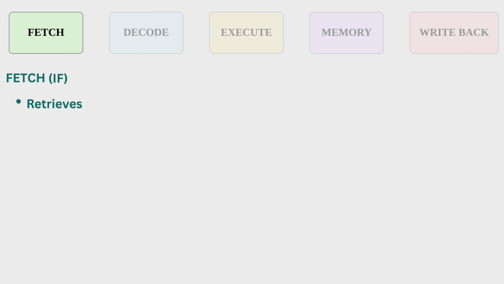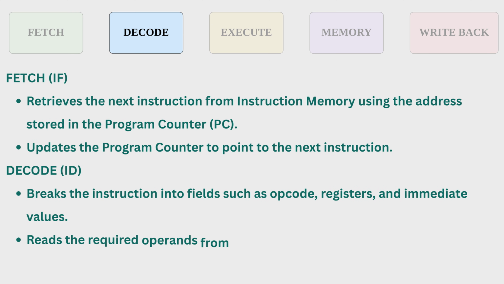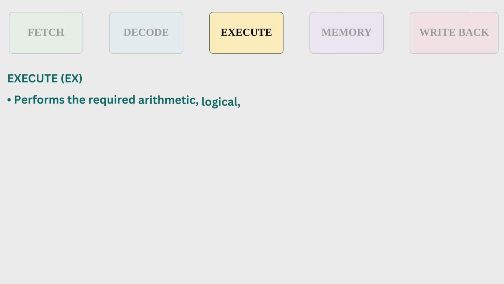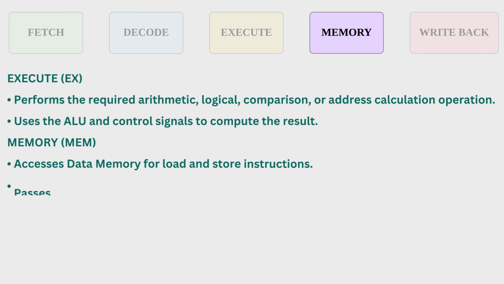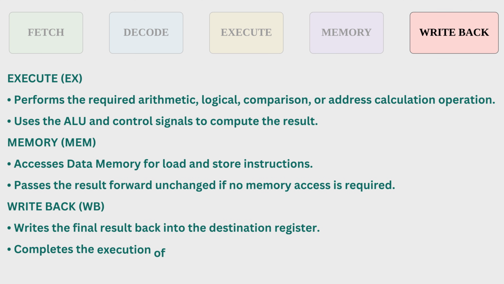During fetch, the CPU retrieves an instruction from memory. During decode, it figures out what that instruction means. During execute, it performs the required operation. During the memory stage, it accesses data memory if needed. Finally, during write back, the result is stored back into the processor.